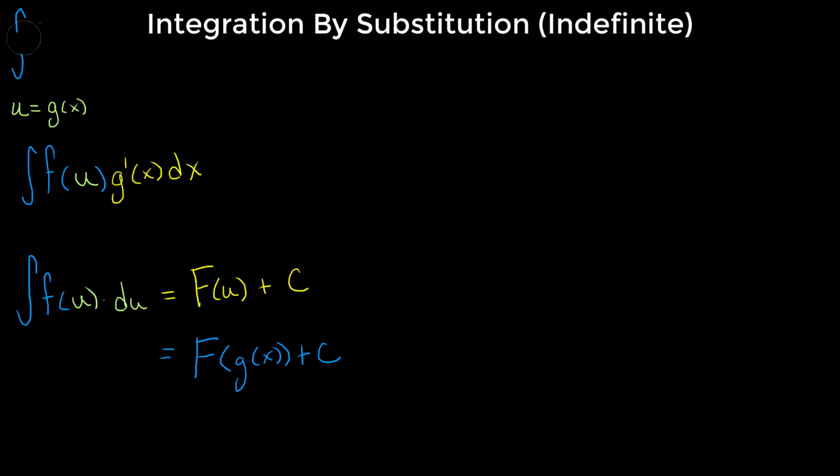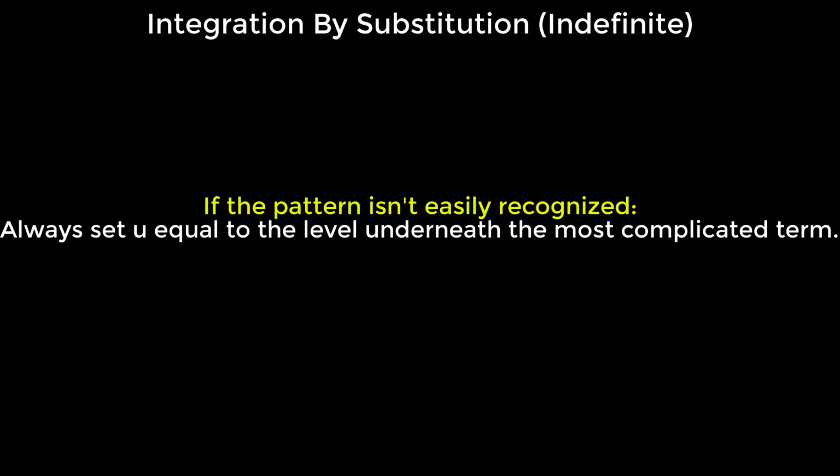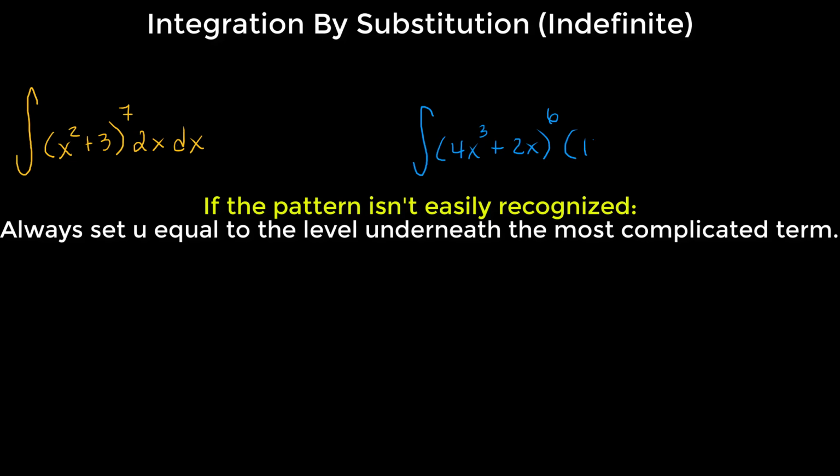If you're still confused, don't worry. For basic integration by substitution problems, do the following. We always want to make u the level underneath the most complicated term. Try solving the following problems using my tip. The first problem is computing the indefinite integral of the quantity x squared plus 3, all raised to the 7th power, multiplied by 2x dx. Another problem is the integral of the quantity 4x cubed plus 2x, all raised to the 6th power, multiplied by 12x squared plus 2, and we're taking this integral with respect to x.